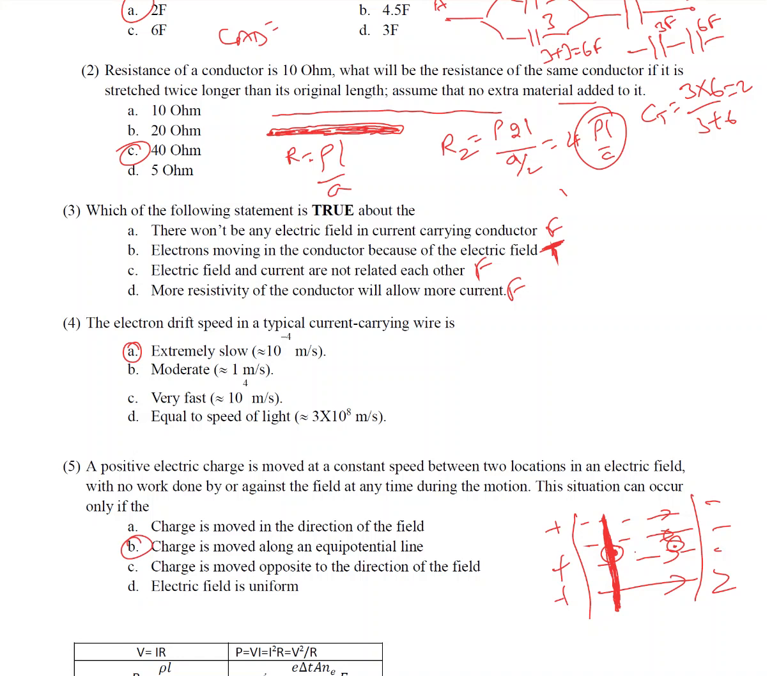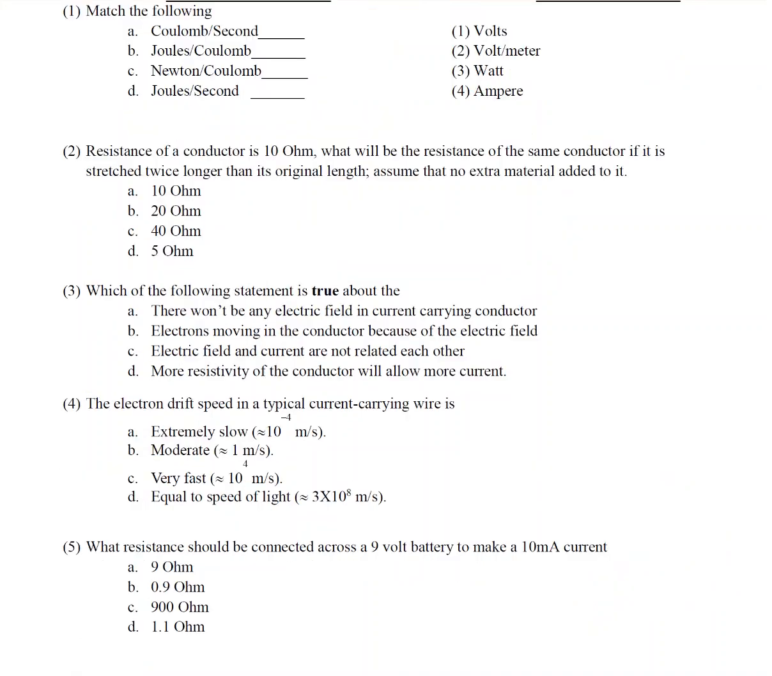Now the next one. Match the following. Coulombs per second is nothing but current, which is ampere. Now joules per second is nothing but watt.